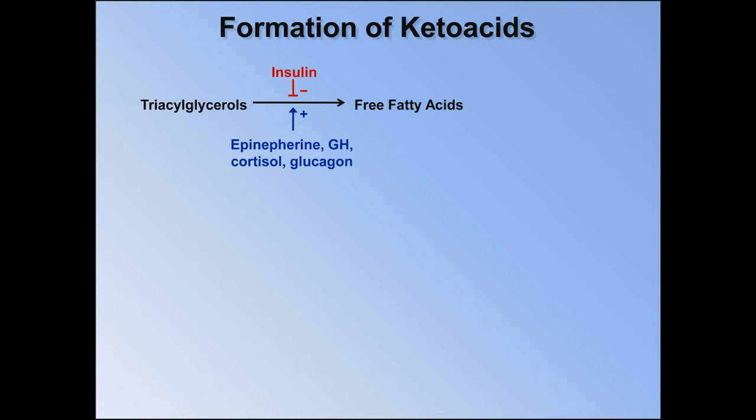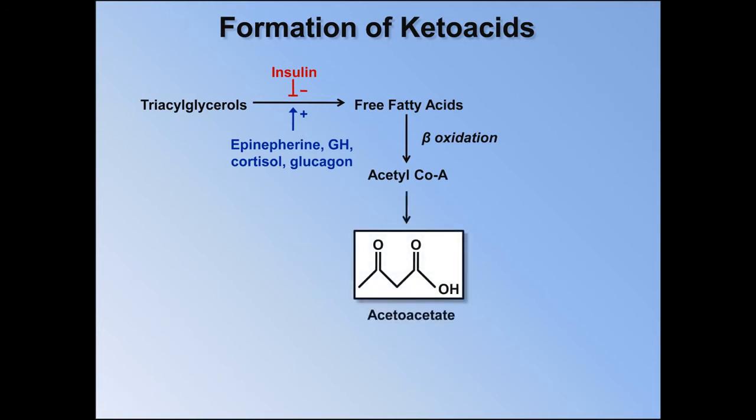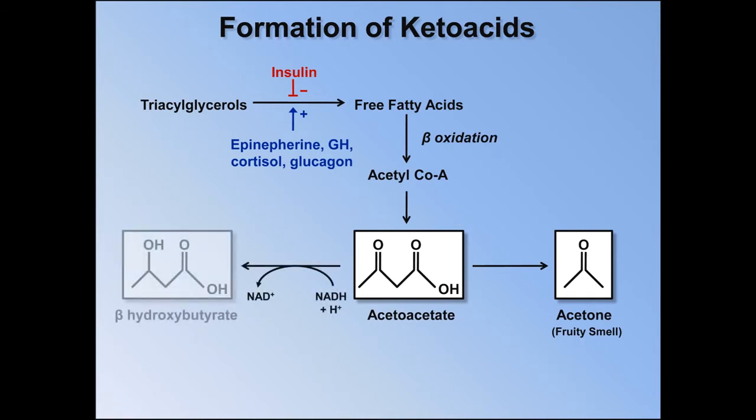Also, during fasting states, insulin levels are low and glucagon high, which would also drive this process. The free fatty acids travel to the liver where the acetyl-CoA that is not utilized in the citric acid cycle is diverted into the formation of acetoacetate. Some acetoacetate undergoes spontaneous breakdown into acetone, which is responsible for the fruity smell sometimes detected on the breath of patients with DKA. Acetoacetate can also be enzymatically reduced to beta-hydroxybutyrate.